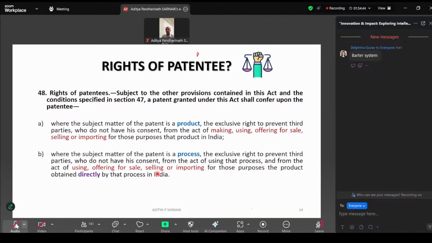That means if I am not allowing you to make that particular product, then you cannot make that product. You cannot use that particular technology. You cannot offer somebody else to sell that particular thing to you. You cannot sell that particular thing by yourself. And fifth important thing, you cannot import it in India. This particular word is also important for the process: the product made by the patented process, even that you cannot use, offer for sale, sell, or import. Any questions about these two sections, rather the subsections?